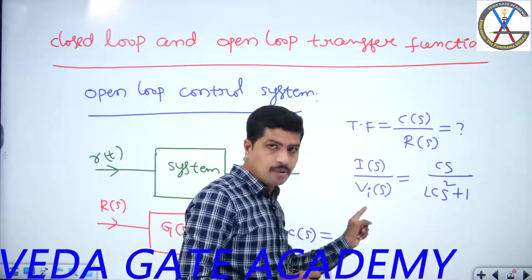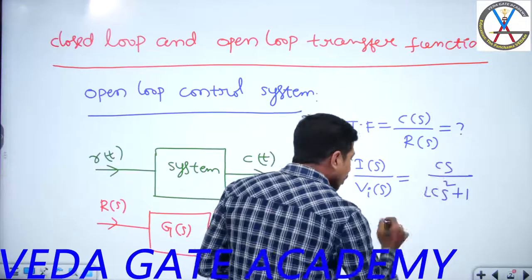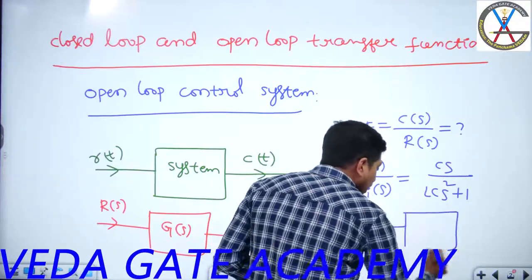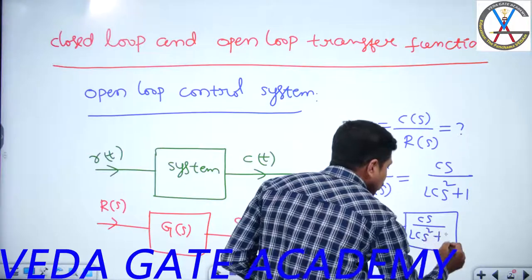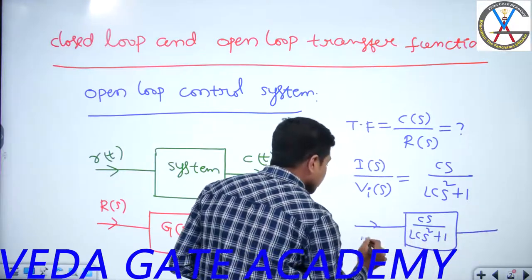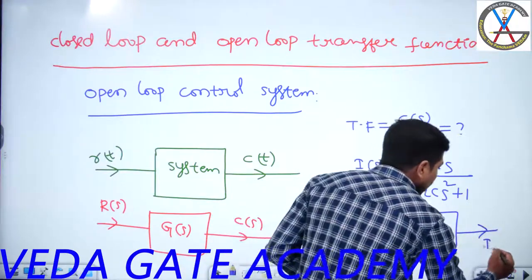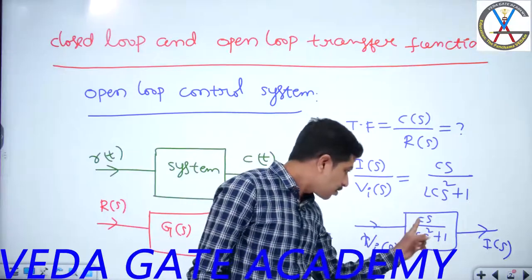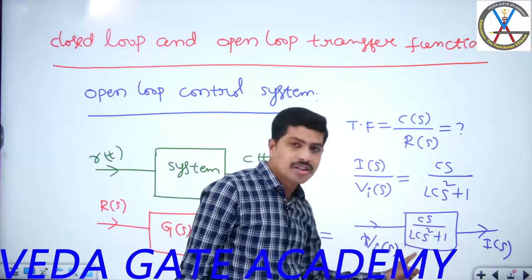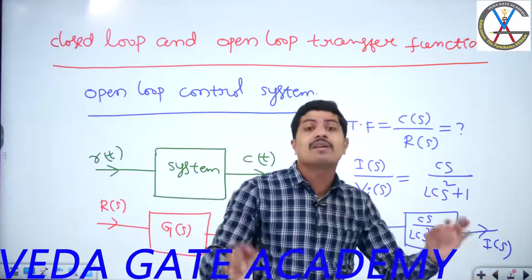Output by input is equal to the transfer function. Now this one we have to represent like this: CS by LC S square plus 1 in a box, with VI of S as input and I of S as output. In this way we have to represent it. This one depends on system parameters, L and C. That's why it is kept in a box. But VI of S and I of S are signals.